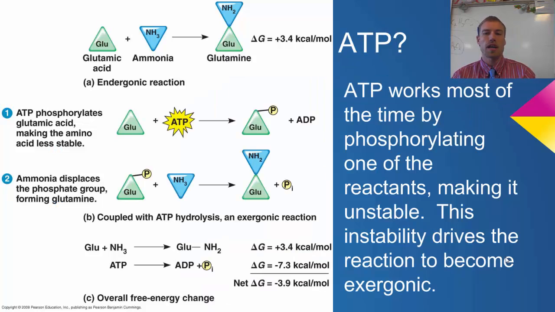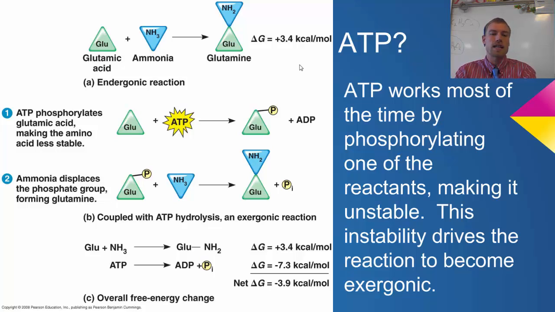So how does it work? It works a lot of the times by phosphorylating one of the reactants in a reaction, thus making it unstable, and this instability drives the reaction to become exergonic. So if we were to take glutamic acid and ammonia and try to combine them together into glutamine, the delta G for that reaction is positive 3.4, and that means that it's not going to happen spontaneously. We have to add energy to it.